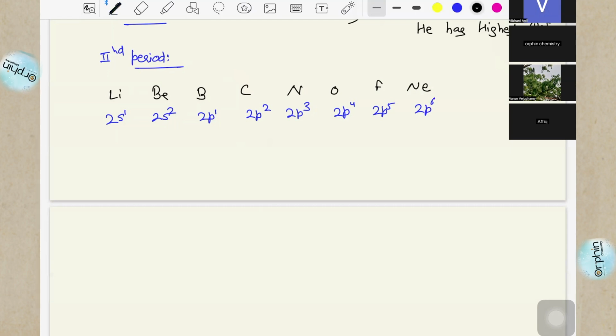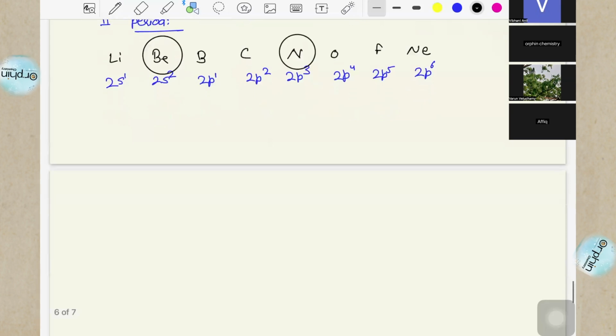So now when we have these configurations, left to right IE increases, so neon should have the highest, but there will be variation for two elements, beryllium and nitrogen. Beryllium has a 2s2 configuration. When you remove the electron from beryllium, it will be removed from the s subshell, which is fully filled 2s2. Then p1. After that, boron comes, and just after s2, p1 comes. S has a good shielding, p has lesser shielding. So removal of electron is easy from the p1 configuration.